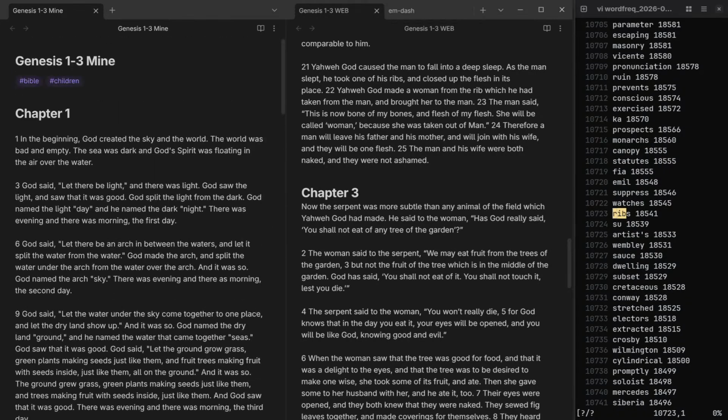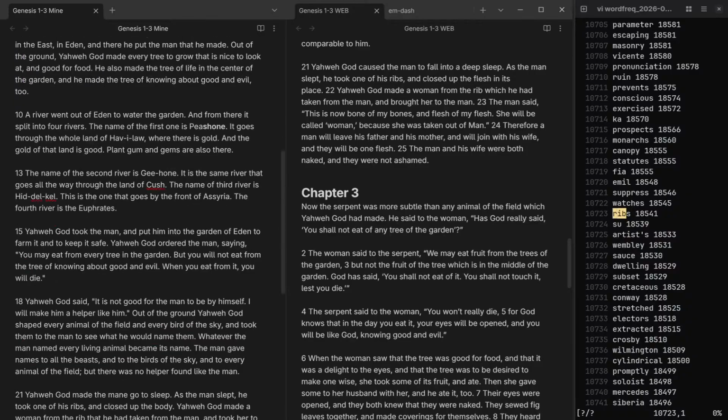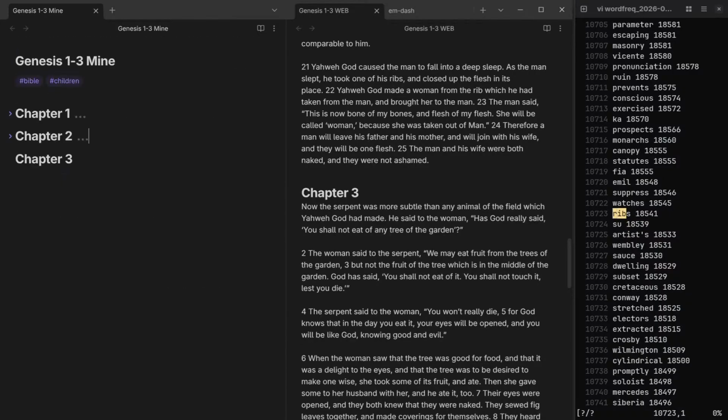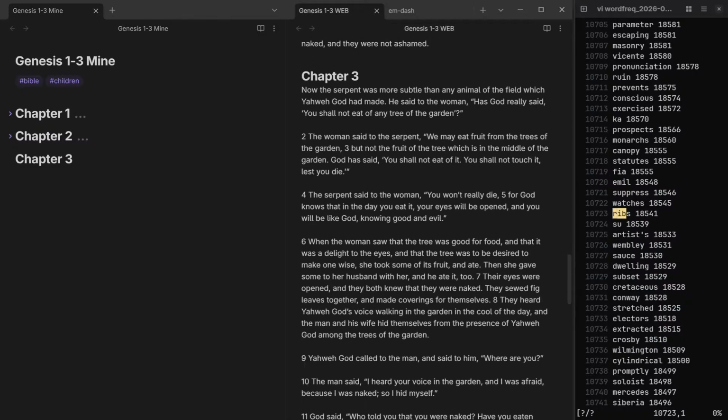All right, so last time we finished chapter 2, and so we're going to start now with chapter 3. We're going to talk about the serpent. Oh, and before I get too far along, let me go ahead and set up my Bible app here. Totally forgot about that.